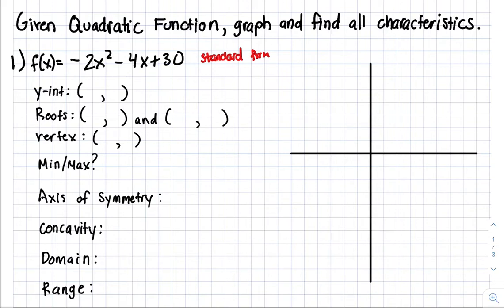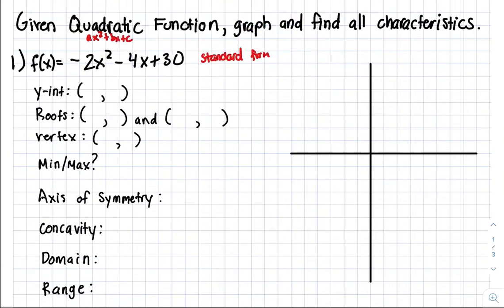Okay, so here's your guys' homework on graphing quadratic functions from standard form and factored form. So recognize in number one, you guys, we have standard form, right? And you guys know standard form is the form of ax squared plus bx plus c, right?